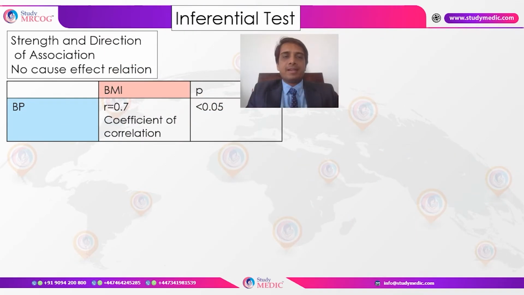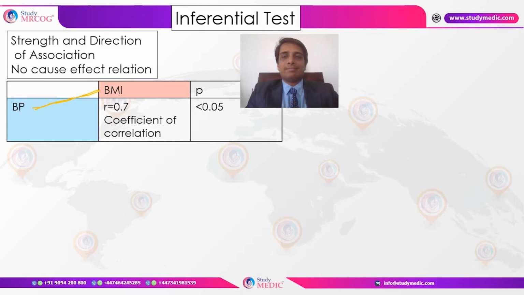Coming to another example. Suppose we would like to know what happens to BMI as BP increases, whether BMI also increases. As BP decreases, BMI also decreases. If this is the question we want to find out. In other words, we want to find out, is there an association between BP and BMI, or a relationship between BP and BMI? If at all it is there, is it positive or is it a negative association?